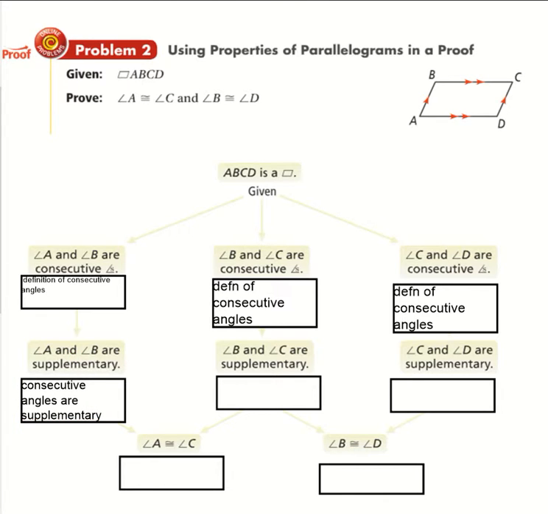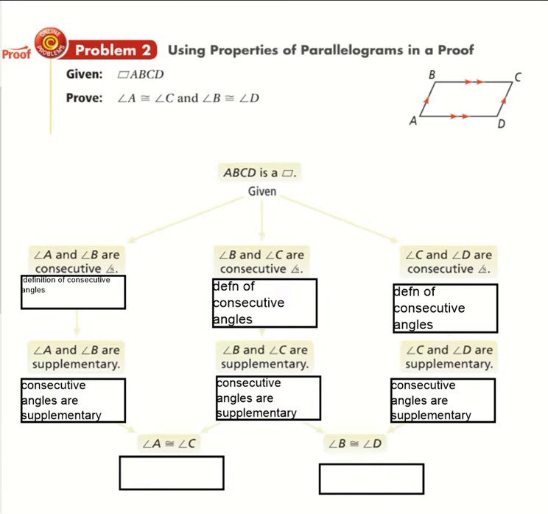Angle B and angle C are supplementary. Here's angle B, here's angle C. Same idea. Consecutive angles are supplementary. Alright, angle C and angle D are supplementary. Those are consecutive angles. We know consecutive angles are supplementary. That was easy. So now how do they jump then to angle A is congruent to angle C and angle B is congruent to angle D?